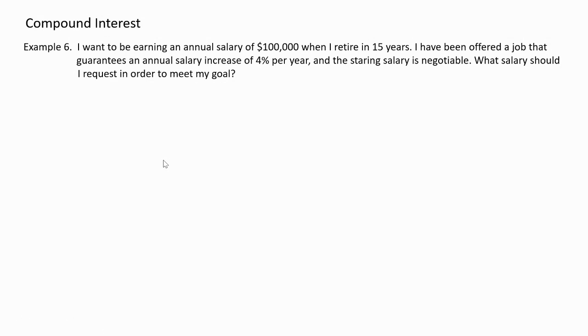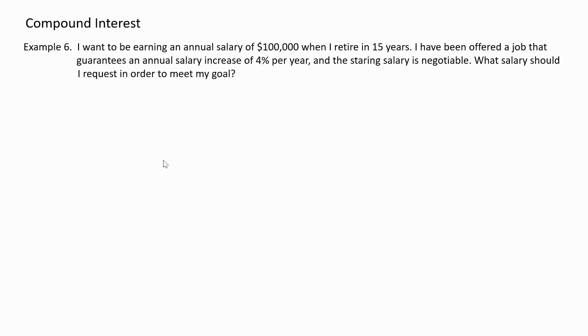Another example, number 6. It says, I want to be earning an annual salary of $100,000 when I retire in 15 years. I have been offered a job that guarantees an annual salary increase of 4% per year, and the starting salary is negotiable. What salary should I request in order to meet my goal? Okay, this can be like an actual, real life scenario.